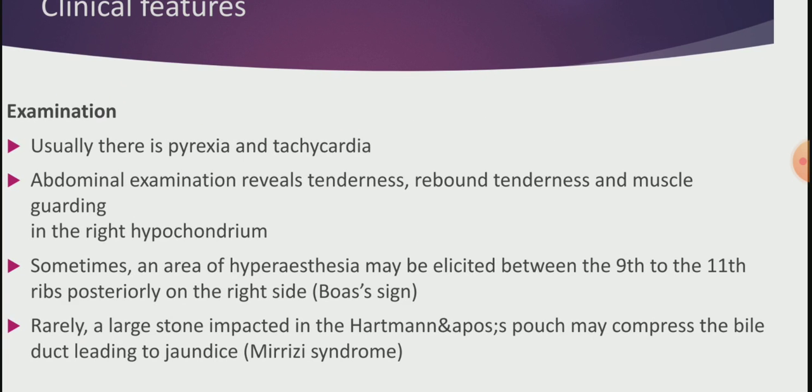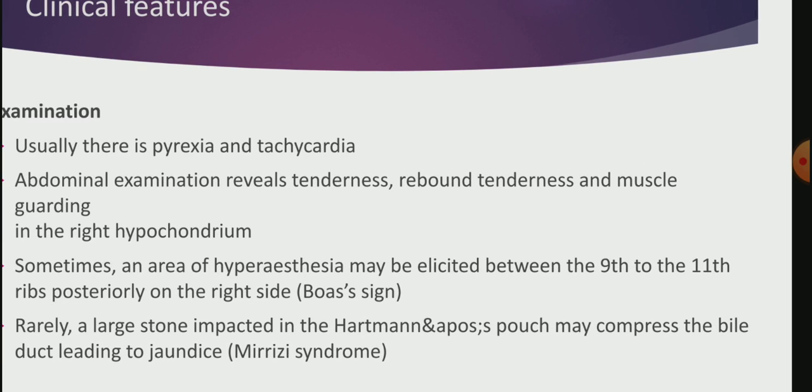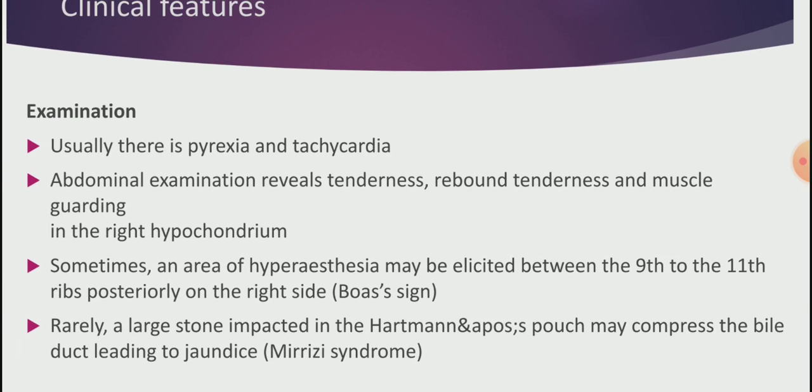And we call it Murphy's sign when you put your finger at the 9th rib at the mid-clavicular line and ask the patient to take a deep breath. He stops the breathing because he feels severe pain. Rarely, a large stone impacted in Hartmann's pouch may compress the bile duct leading to jaundice, and what we call Mirizzi syndrome.